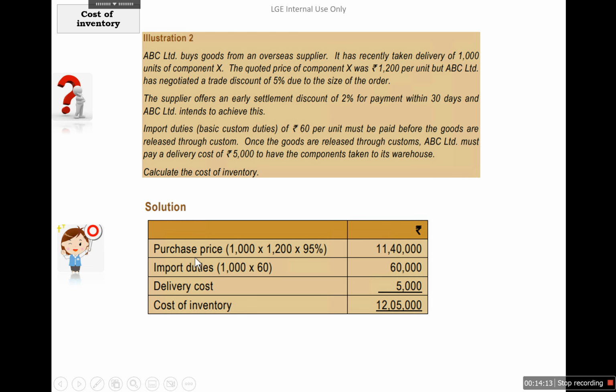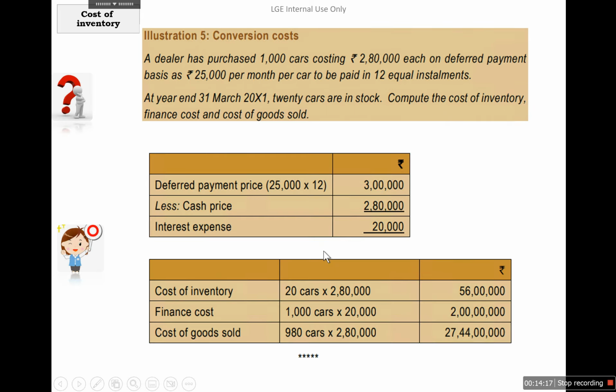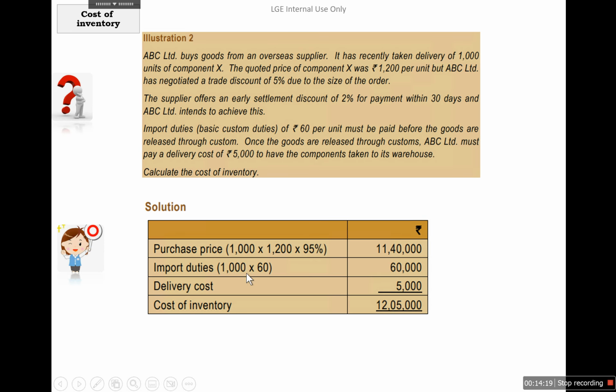So if we look at the solution, the purchase price we have considered after the 5% discount, import duties we have considered, and delivery cost we have considered. So the cost of inventory is 12 lakh 5000. Here what we have not considered is the cash discount, because it is not for the purpose of bringing the inventory to its current location and condition. This is in respect of finance.